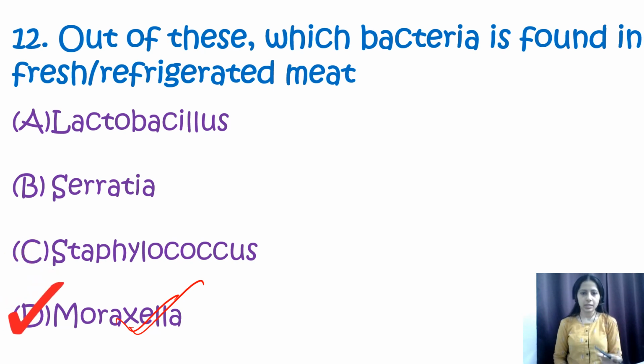So the Moraxella species are associated with the spoilage of refrigerated meat, due to their ability to grow at low temperatures. So option D is correct.